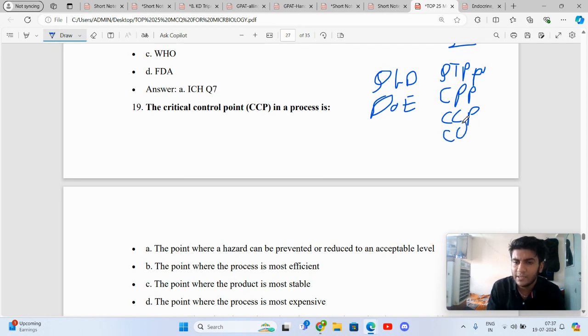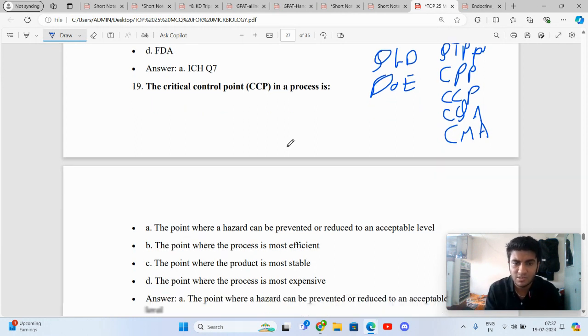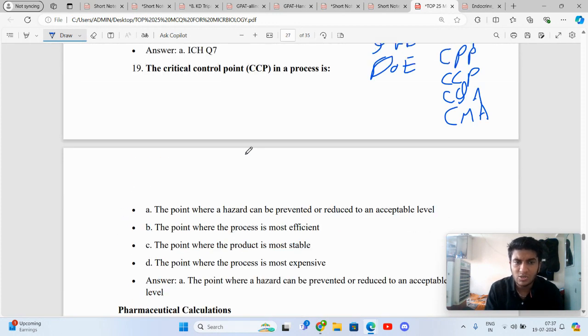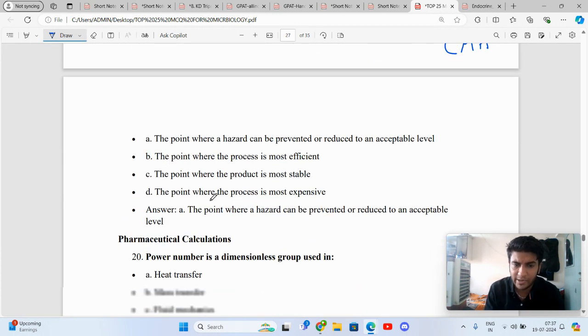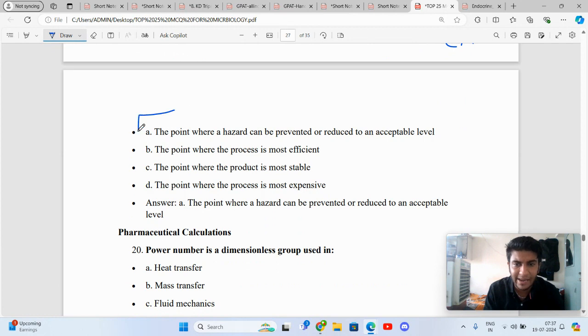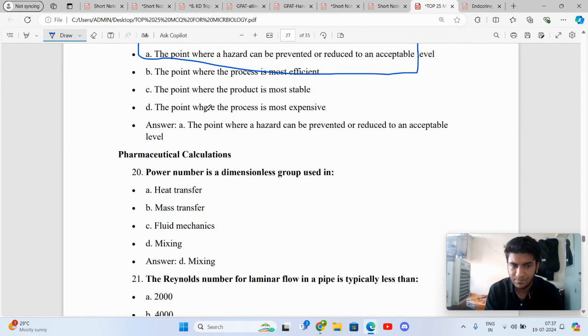Then CQA, critical quality attributes, CMA, critical material attributes. So all these are very important specifications, or points, that you need to know. So the critical control point is basically a point where a hazard can be prevented or reduced to an acceptable level.